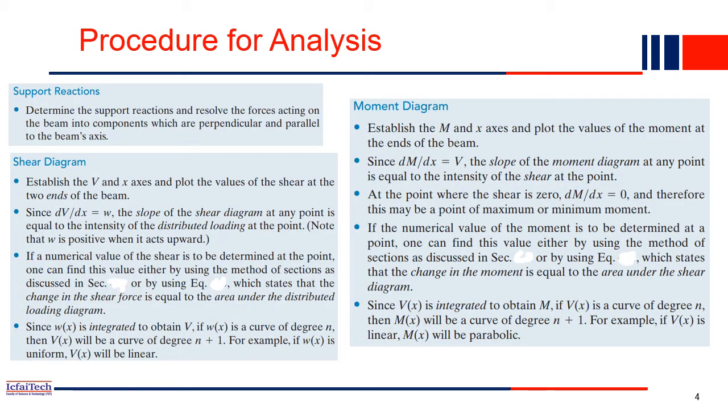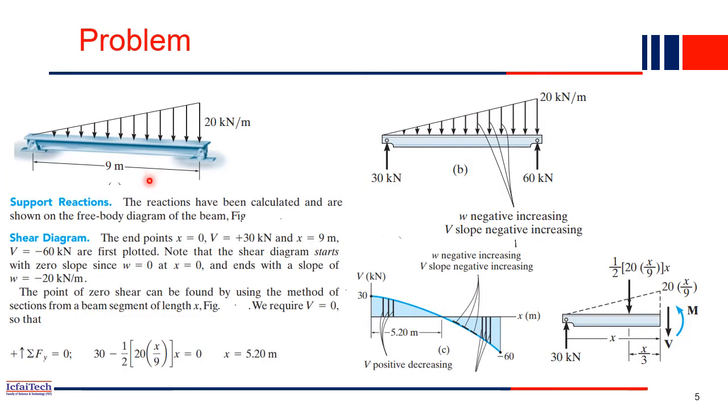So what is the procedure for analysis? Our first job will be to calculate the support reactions. Then we'll draw the shear force diagram, and then the bending moment diagram. Let's directly jump into an example and see how it works. Here we'll solve a simple problem. Consider a simply supported beam where one side is a hinge and the other side is a roller, and a uniformly varying load is applied on this beam. You can see that on one side the magnitude is 20 kilonewton, whereas on the other side it is 0, uniformly varying. Our first step will be to find the support reactions.